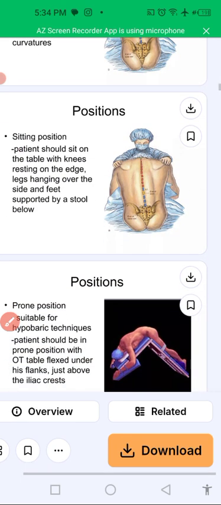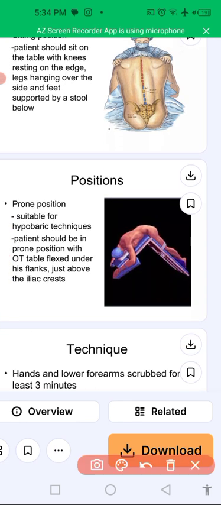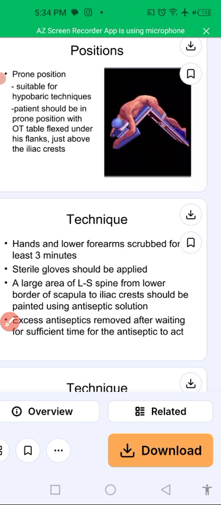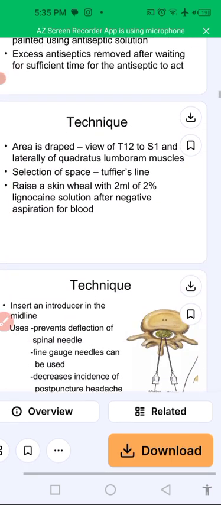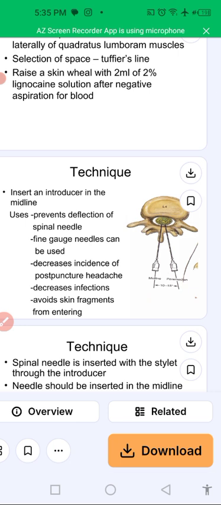Then we have to locate Tuffier's line. Tuffier's line is the line at which the L4, L5 vertebrae are present, so we have to locate that. And then there is also the prone position, suitable for hypobaric techniques. The patient should be in prone position and the OT table flexed under the flank, just above the iliac crest. So these are some techniques in which we perform spinal procedures, and we have to insert the needle.